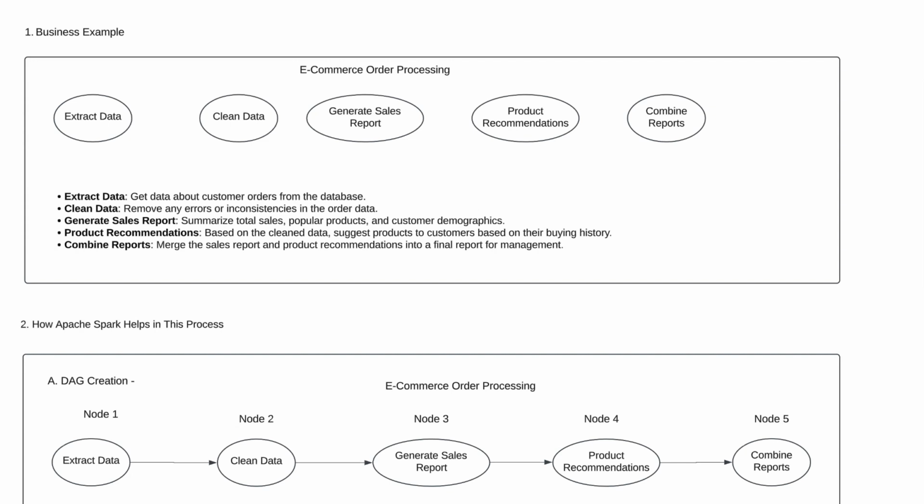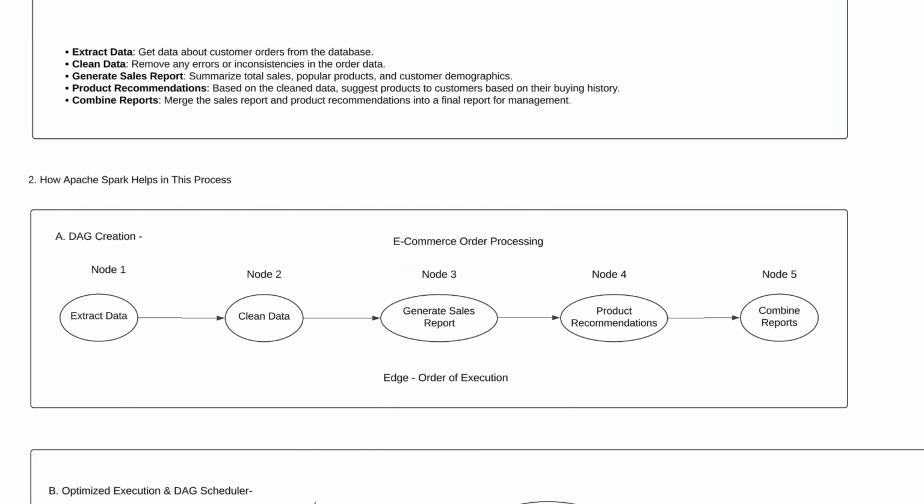Now let's see how Apache Spark helps in this process. The first step is DAG creation. Spark creates this DAG to represent the sequence of operations involved in this process. Each task, such as extracting data, cleaning data, generating sales reports, and so on, is represented as a node in the DAG. The arrows between the nodes indicate the order of execution, showing which task is dependent on which. For example, data extraction must be completed before data cleaning. Then data cleaning needs to be performed first in order to get the sales report and the product recommendations, and so on.